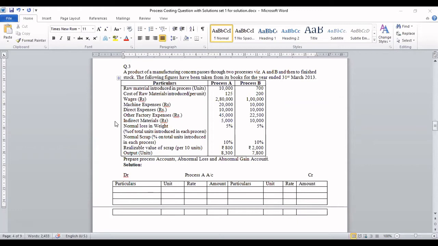Other factory expenses in rupees: process A 45,000 and process B 22,500. Indirect materials in rupees: process A 5,000 and process B 10,000. Normal loss in weight: process A 5% and B also 5%.